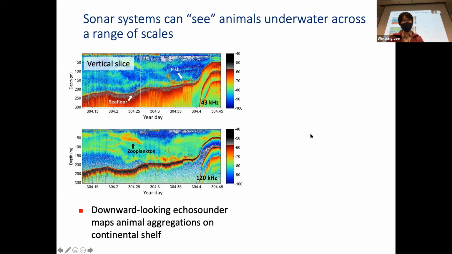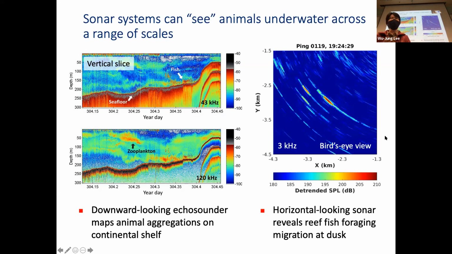On the right-hand side, I want to show you another example. It's different. Instead of having the sonar system mounted on the boat and looking downward, you have the sonar system on a fixed platform, like a moored platform in the ocean, looking sideways. That's what we call a horizontal-looking sonar system. In this case, we typically use a lower frequency, a mid-frequency range around 3 kilohertz. So the axes are different. You are getting a bird's-eye view of the ocean. Imagine you are in the sky, looking down. The X and Y axes are both distance, and this is a 3 by 3 kilometer square of the ocean you're looking at.